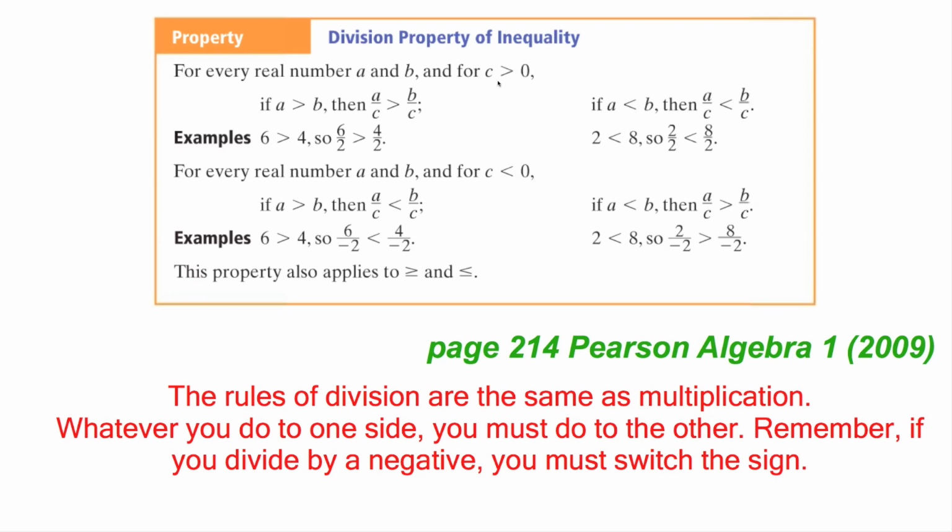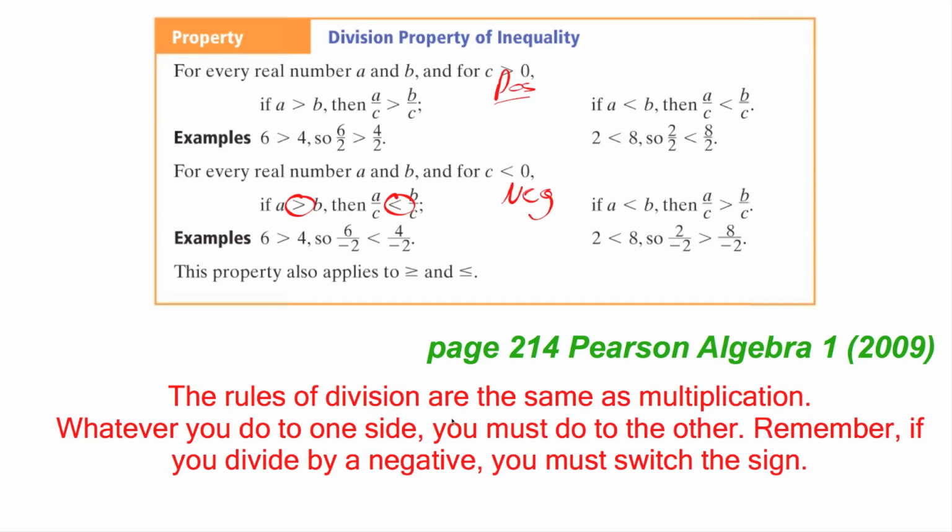And we can see when we're working with positive numbers, the inequality stays the same, just like it did with multiplication. Here, for every real number a and b, and for c less than 0, talking about negative numbers now, if a is greater than b, then a divided by c is less than b divided by c. Notice again, we changed the inequality. So whether we're multiplying or dividing by a negative number, we have to change or switch the inequality.